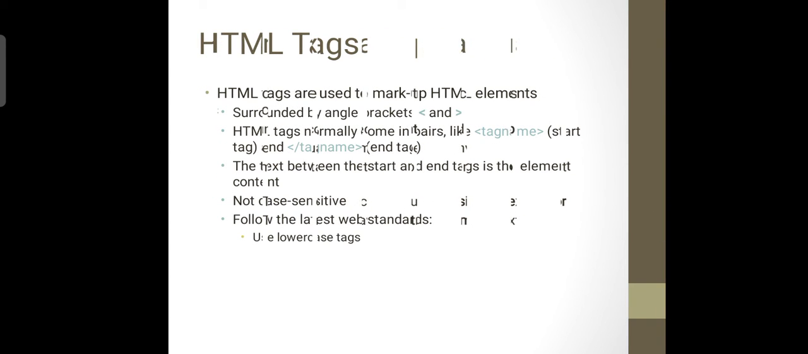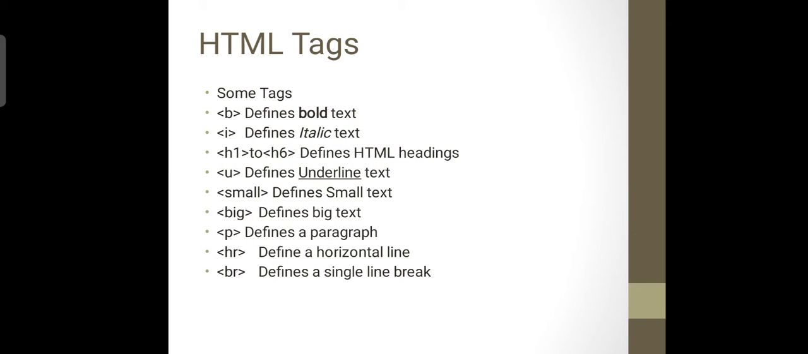This is the HTML tags. HTML tags are used to mark up HTML, surrounded by angle brackets. This is the angular brackets, the opening and closing angular bracket. HTML tags normally come in pairs, like a tag name, that is the start tag and end tag. Basically, every HTML tag has an opening tag related to a closing tag. This tag is also called a paired tag or container.